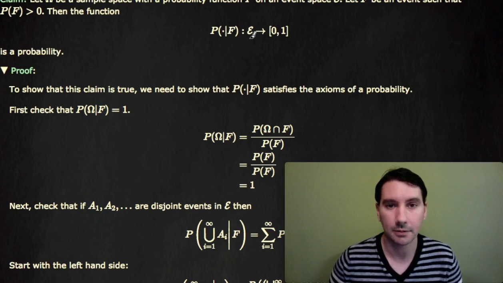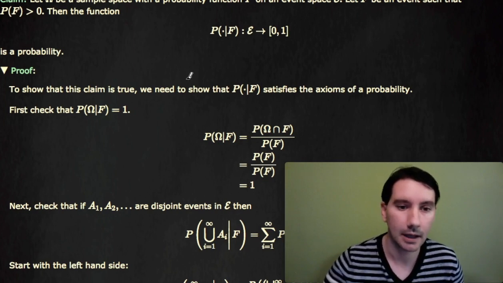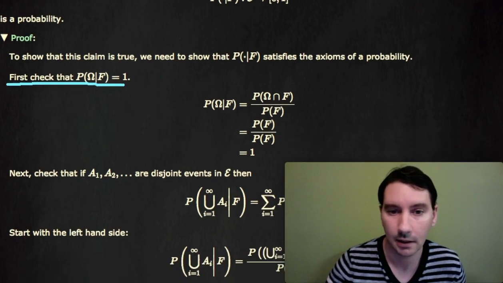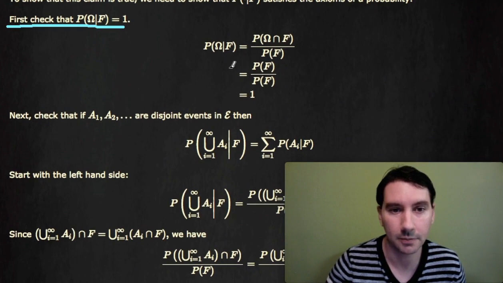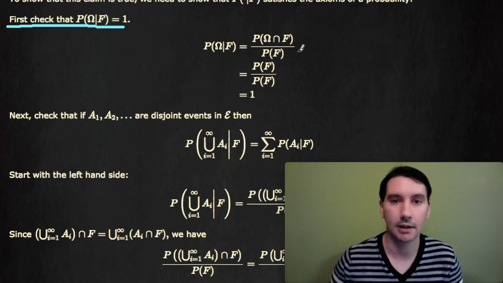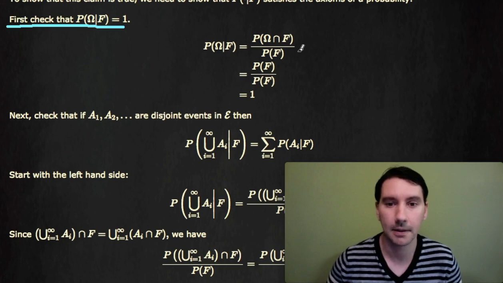Another fact about probabilities is that the probability of the whole space is 1. So let's check that even if we condition on an event F, the probability of the whole space is 1. And that's what we're going to check first. So by definition of conditional probability, the probability of an event given F is the probability of the event intersect F divided by the probability of F, even when that event is the whole space.